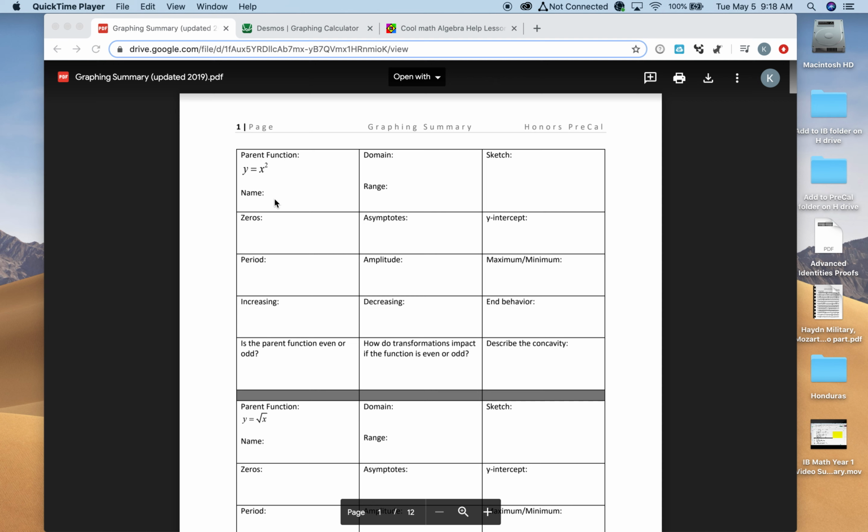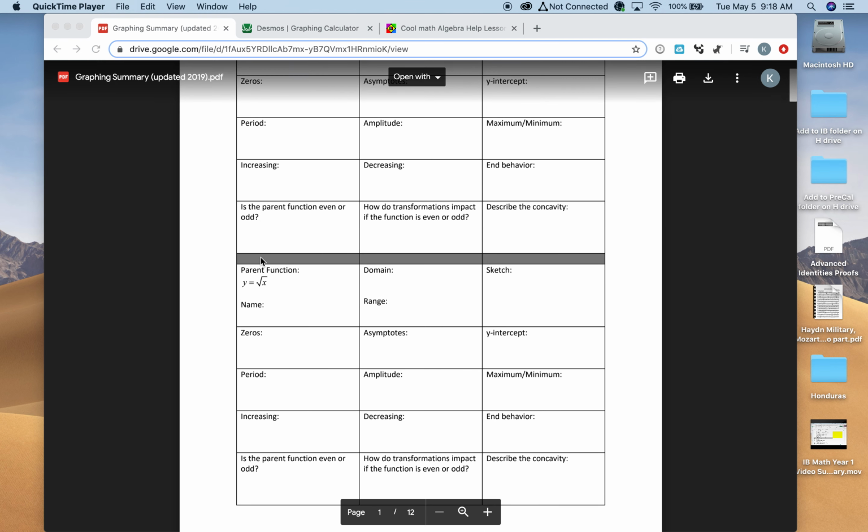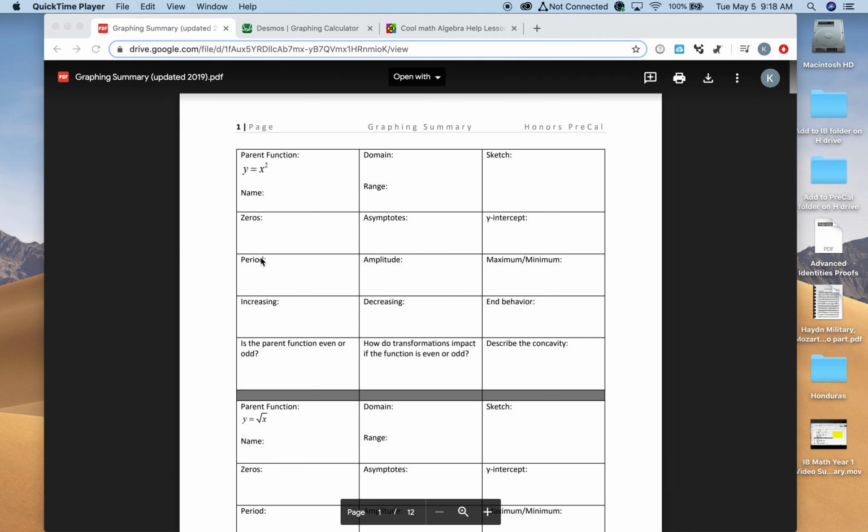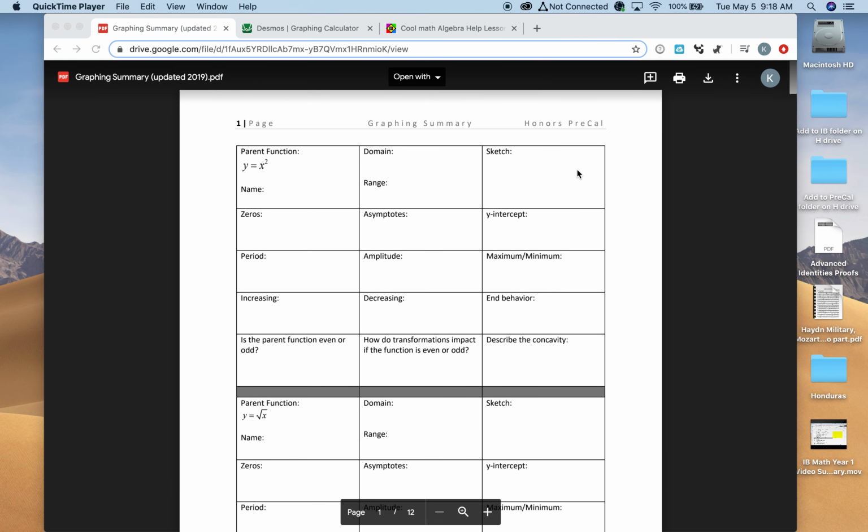Well, what's its name? You could call that a quadratic function, you could call it a parabola. Typically, these have some additional sort of name happening here. And then I ask domain and range. I want a little sketch of it. You need to know what it looks like.